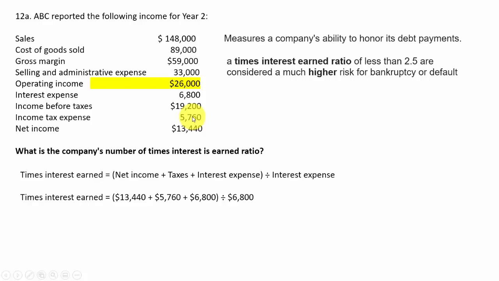We're adding that back also to the income, and we're adding back the interest expense to the income, which is $6,800. All three of those together added up, and then we're dividing it by the interest expense, which is $6,800. And when you do that, in this case, this company has a times earned interest ratio of 26,000, which is net income, operating income right there, divided by $6,800, which is the interest expense, and that gives us a 3.8 times. And you can see that that's a ratio that the bank would like.